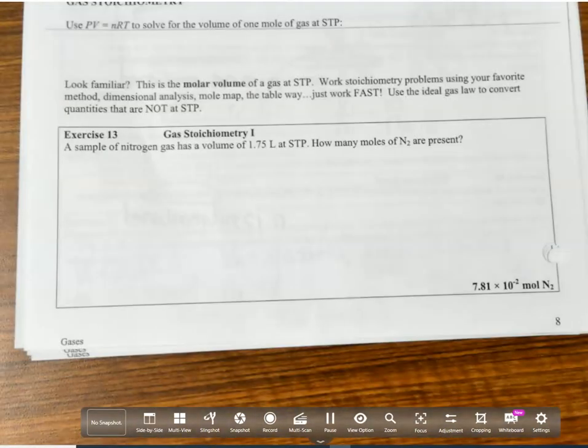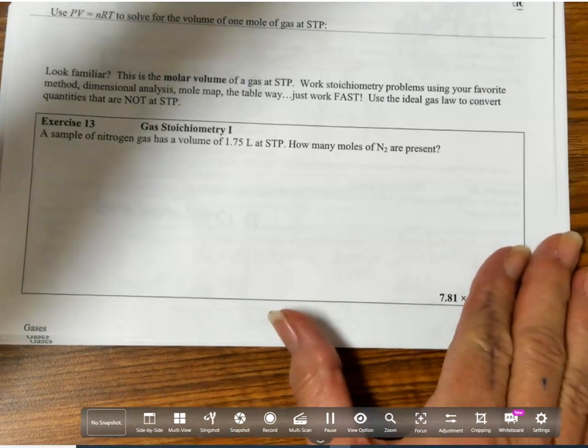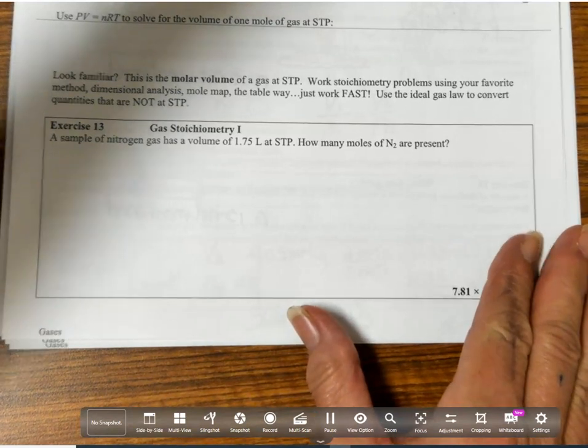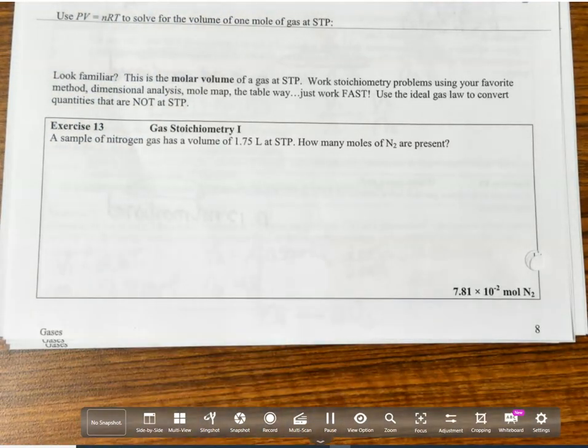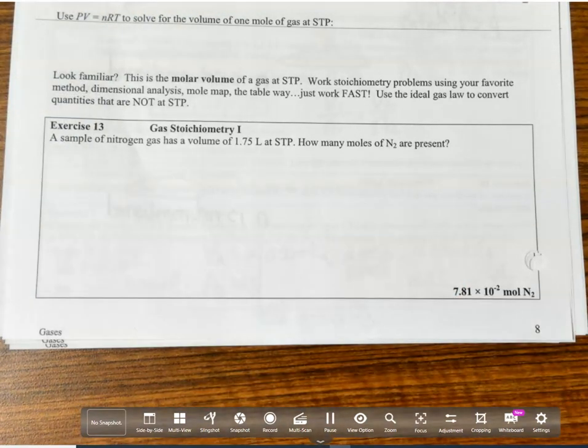Okay, on the lesson today, these are the notes that were taken on October 21st, on page 8 of your gas packet. This is the gas packet that has the problems that we've been working. We're going to start this day off. We're going to do a couple of things.